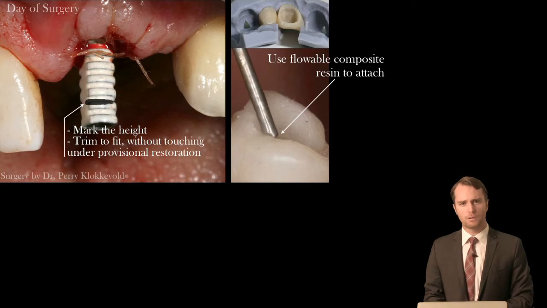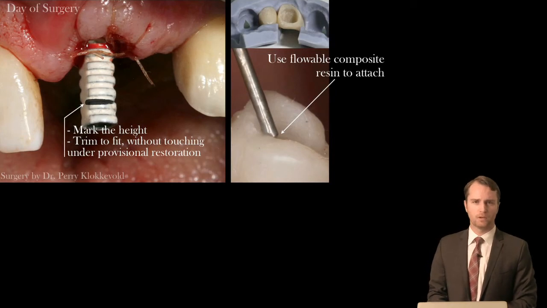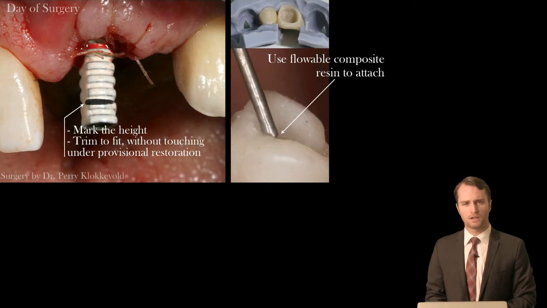We then use the putty matrix to deliver the provisional shell to the predetermined position based on the wax-up. As you can see here, we're going to use a narrow tip with flowable composite. Alternatively, auto-curing acrylic resin could also be used. I like to use the flowable composite because it allows us to have a light cure component where we can set the cure at our desired time.